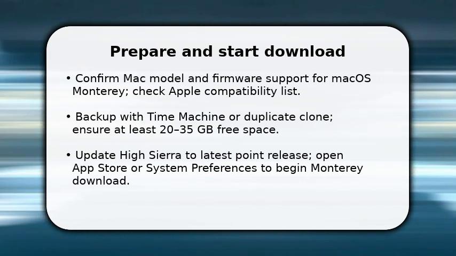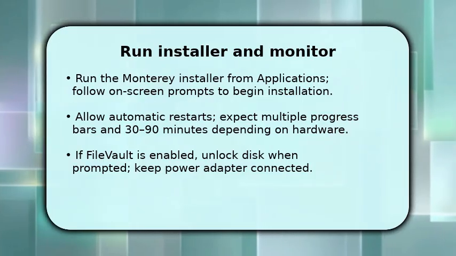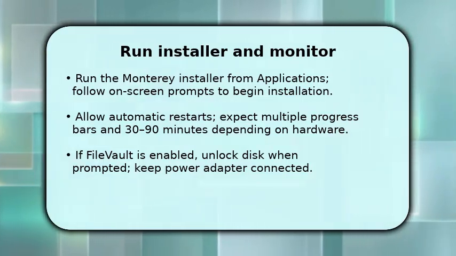Once the installer finishes downloading, launch Install macOS Monterey from your Applications folder and follow the prompts. You'll be asked to choose a target disk and may need to unlock FileVault. Enter your password when requested.